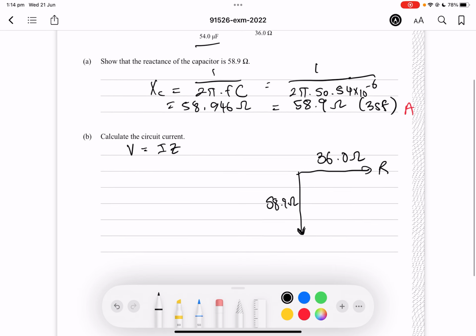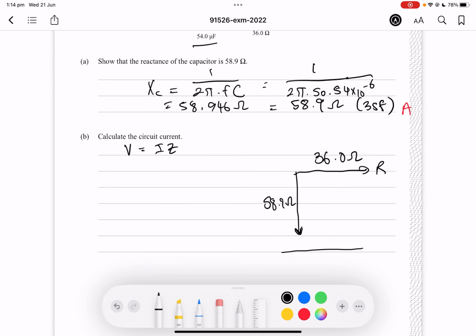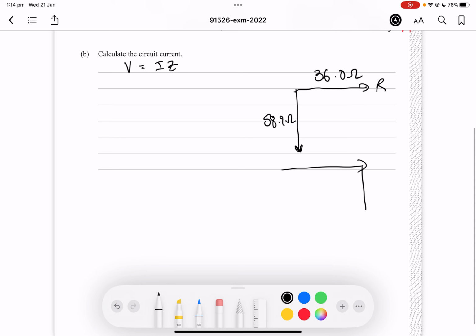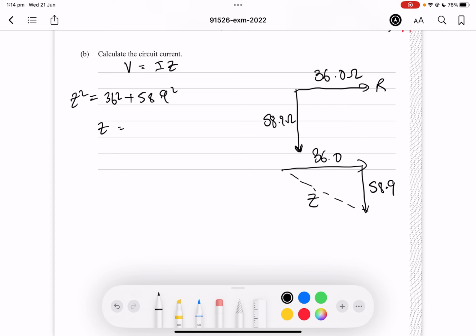So if we do a vector addition here, we'll get the overall impedance. So this will be 36.0, this will be 58.9, and this will be the impedance. And we can use Pythagoras' theorem. So the impedance squared is equal to 36 squared plus 58.9 squared. Therefore Z is equal to the square root of 36 squared plus 58.9 squared. And this should give us a value of 69.1 ohms, and that's the impedance of the circuit.